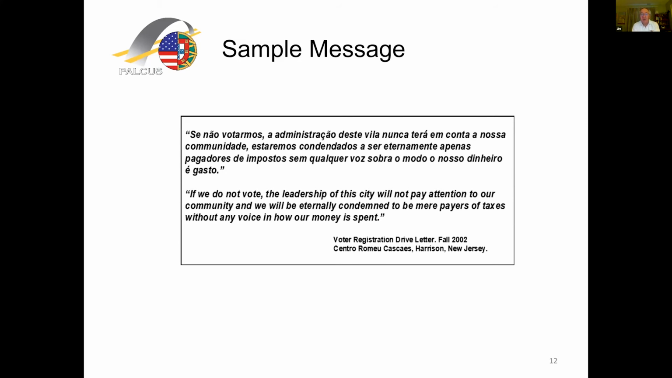If we don't vote, the leadership of this city will not pay attention to our community. We will be eternally condemned to be mere payers of taxes without any voice in how our money is spent. Eternally condemned. I love that phrase. It's true. If you sit there and never vote, if you as a community don't vote and don't register and don't participate, that's what happens.